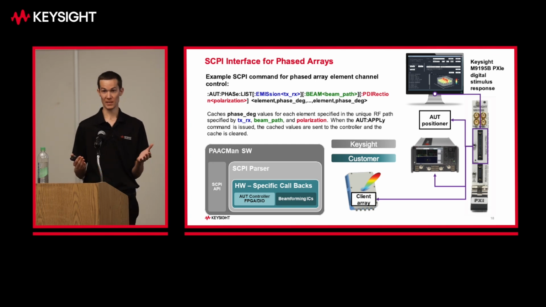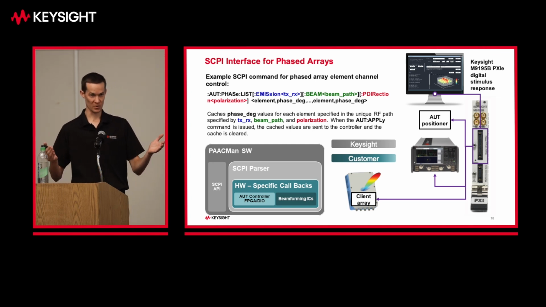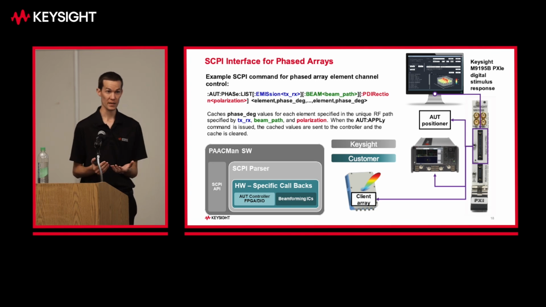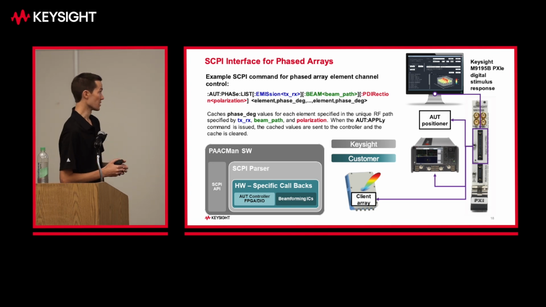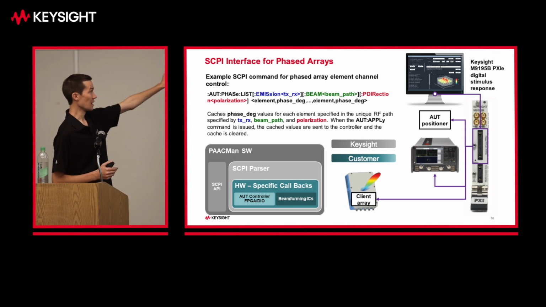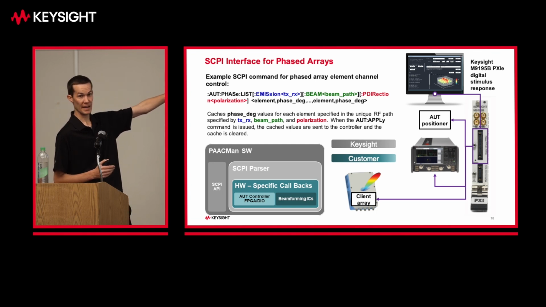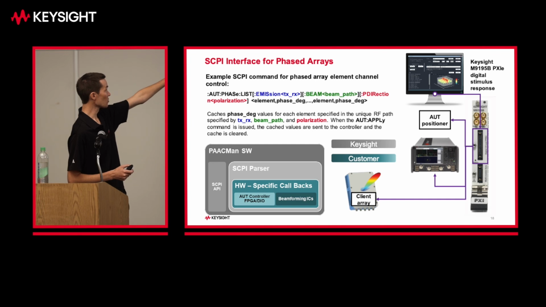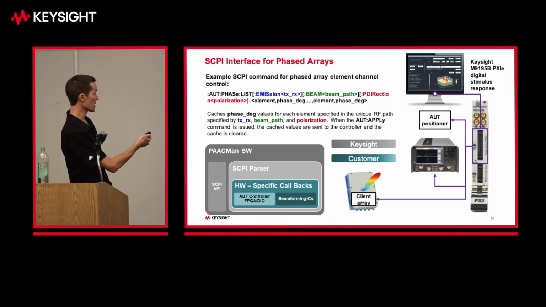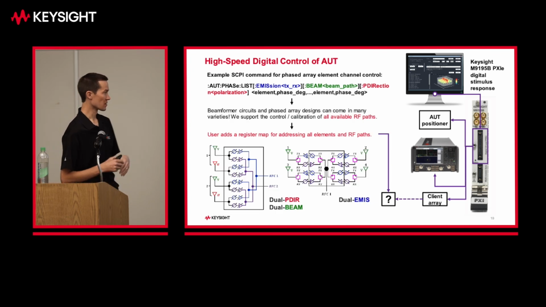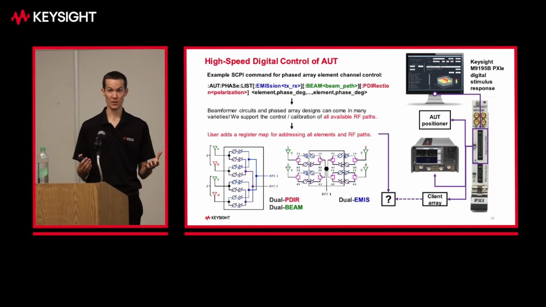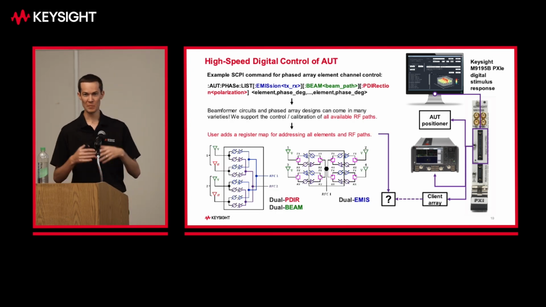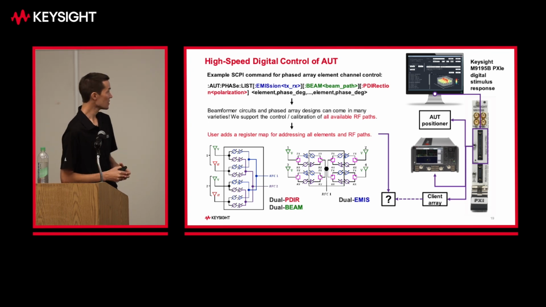You can send SCPI commands to set the frequency span on an S parameter measurement. And in a similar way, you can now send SCPI commands directly to your phased array under test to set the gain and phase of all of the individual element channels. So this is one example where we actually designate a specific path through the beamforming IC. And we know that there are a variety of beamforming ICs out there on the market, so we're doing our best to accommodate a variety of topologies.